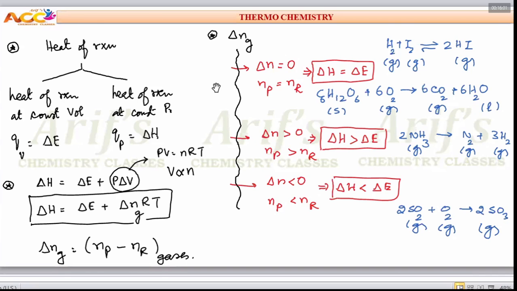Try to visualize the examples. You should know the physical state. They'll definitely give it in the question, but while doing practice, try to memorize and keep in mind solids and liquids, we have to neglect them.